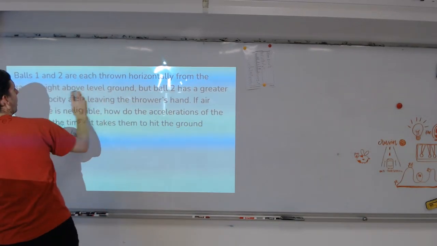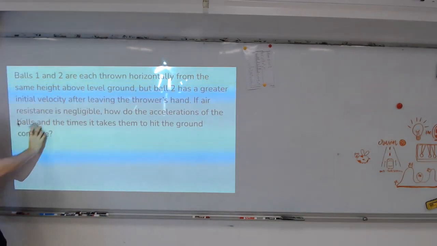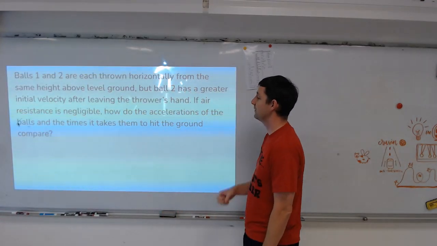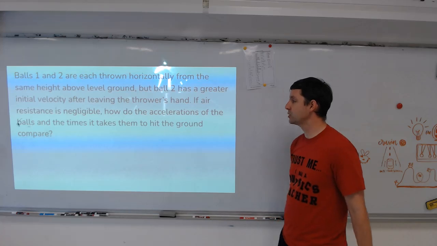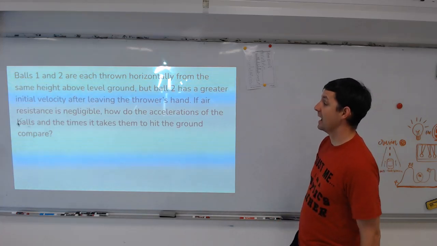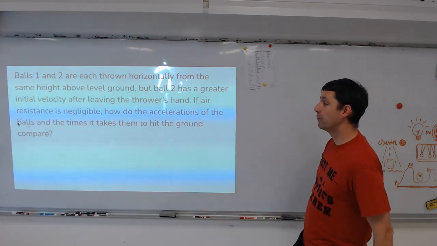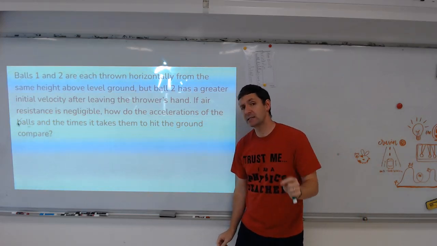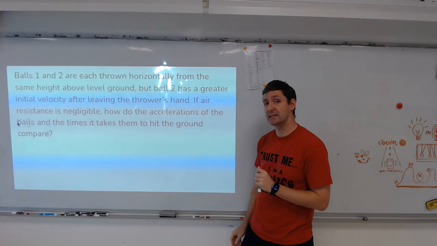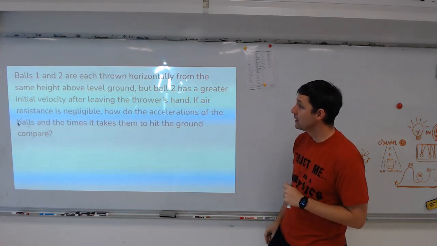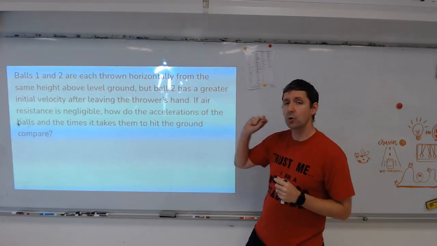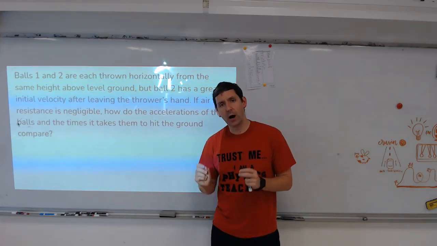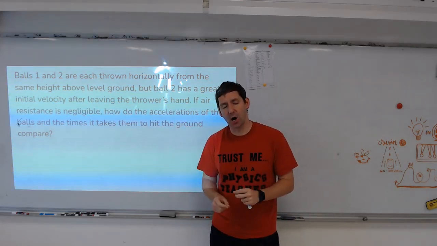Balls 1 and 2 are each thrown horizontally from the same height above level ground, but ball 2 has a greater initial velocity after leaving the thrower's hand. If air resistance is negligible, how do the accelerations of the balls and the times it takes them to hit the ground compare? Well, hopefully, I was actually surprised to see this one. This one bothered me just a little bit to see that this one was missed so often, because they're both thrown horizontally. Once the ball leaves your hand, what are the forces acting on the ball?